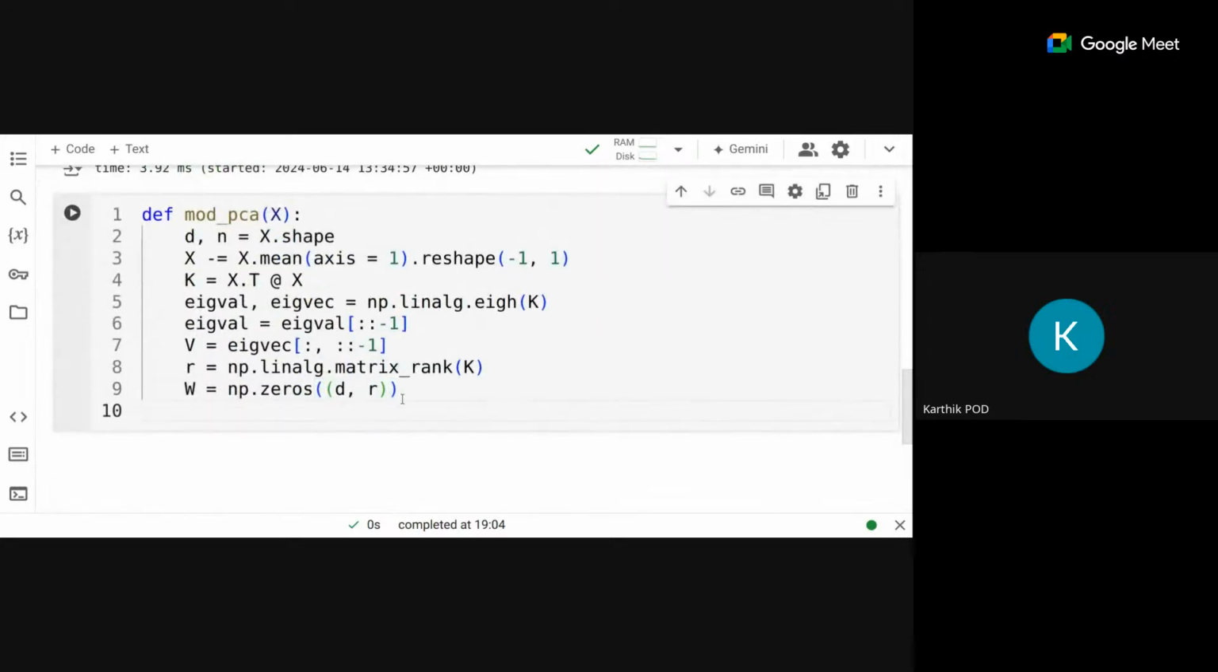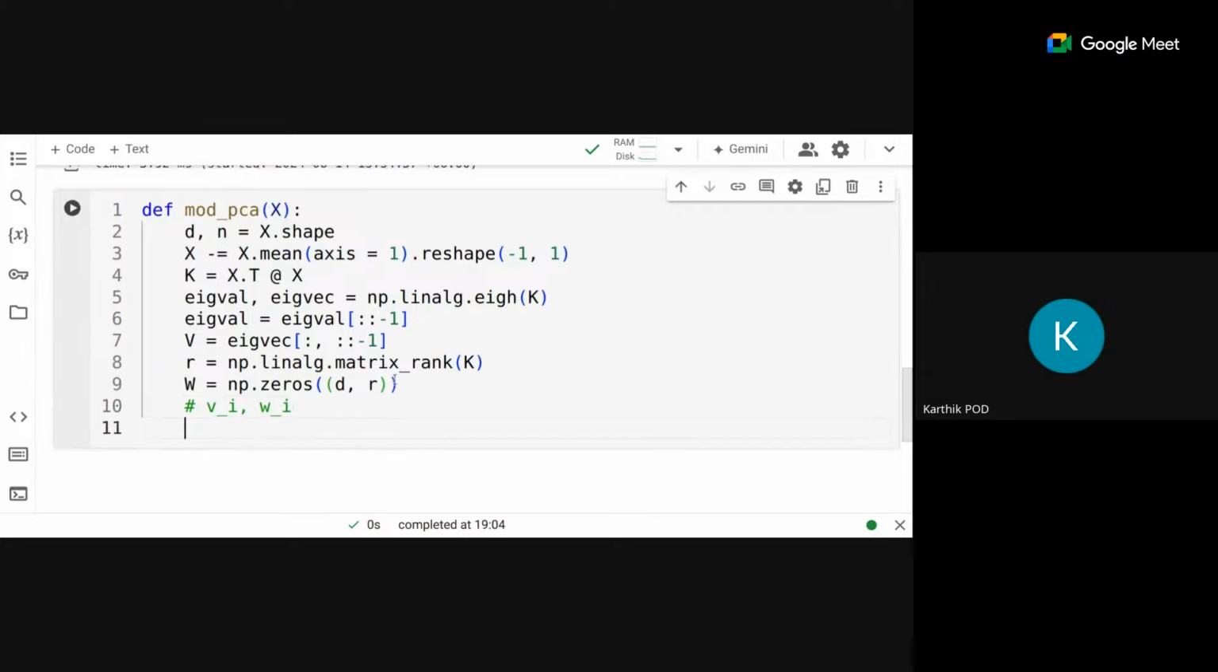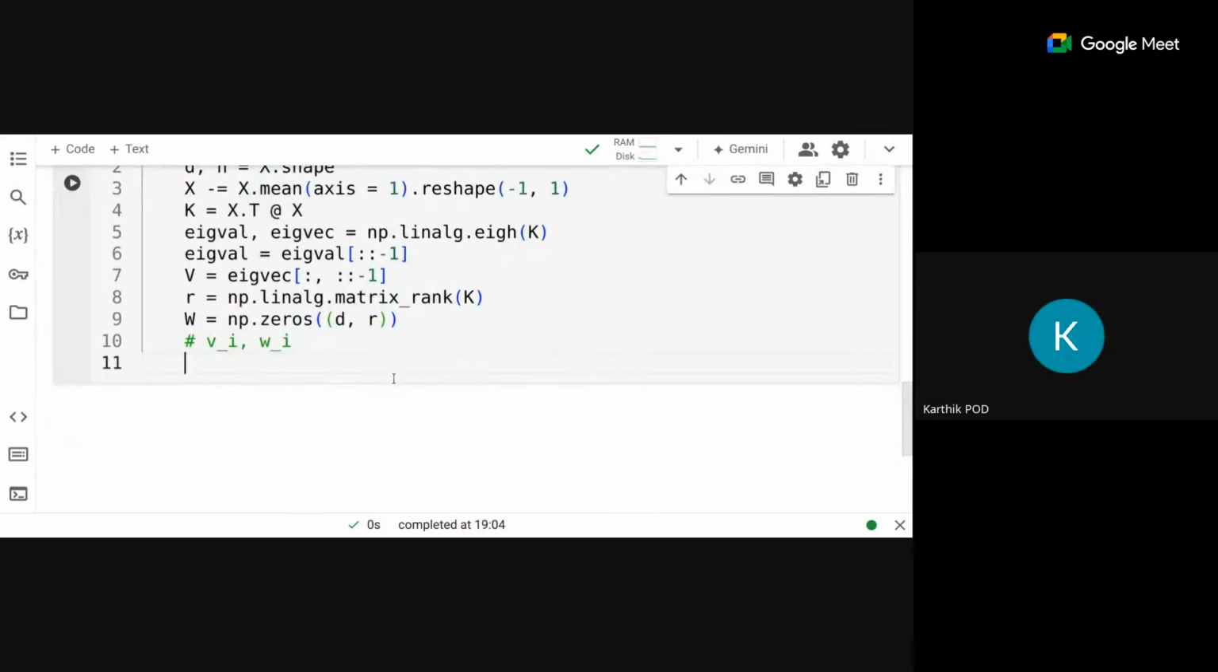So once you have V, how do you get W? Vi is the ith column of the capital V, and Wi is the eigenvector of the covariance matrix. So I need to go from Vi to Wi. How do I do that? K times that Vi by lambda, I think.